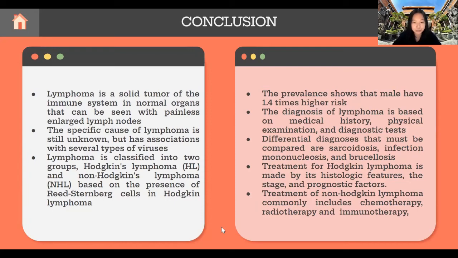Differential diagnoses that must be compared are sarcoidosis, infectious mononucleosis, and brucellosis due to similar manifestations that can lead to misdiagnosis. Treatment for Hodgkin lymphoma is made by its histologic features, the stage, and the prognostic factors. Treatment of NHL commonly includes chemotherapy, radiotherapy, and immunotherapy. The stage of lymphoma is currently the most important factor in the prognosis, along with the type of lymphoma, the age of the patient, and the clinical manifestation.